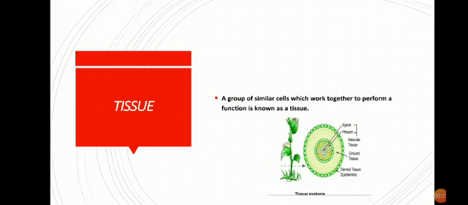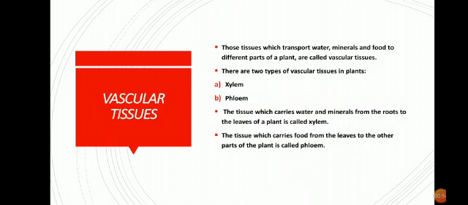A tissue is a group of similar cells which work together to perform a particular function, right? Now the arrangement of cells in a tissue depends on the function to be performed by the tissue. For example, if the function of a tissue is to carry water from the root of the plant to its leaf, then the tubular cells are arranged one over another to form long tubes. These types of tissues are known as vascular tissue.